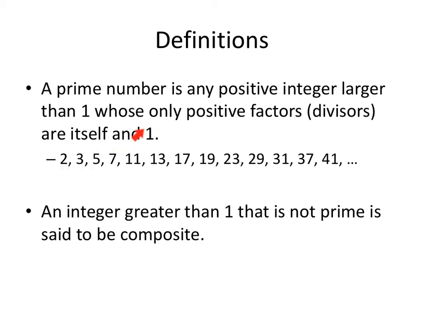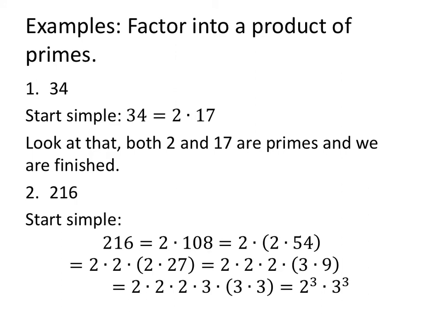Alright, so the only positive factors are itself and 1. The only way to get 13 is 13 times 1. The only way to get 17 is 17 times 1. But 16, we could get 16 times 1, 2 times 8, 4 times 4, many different ways to make our composite values. Alright, so let's factor into a product of primes.